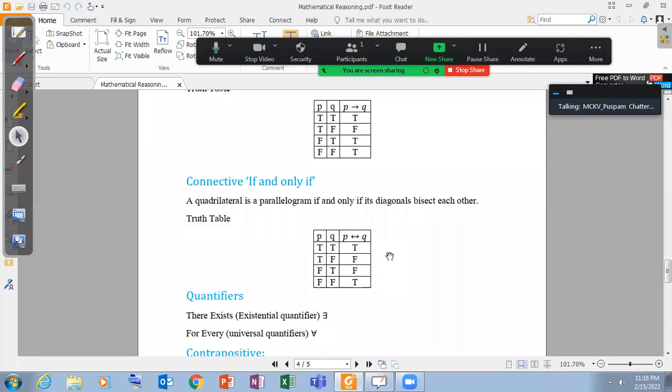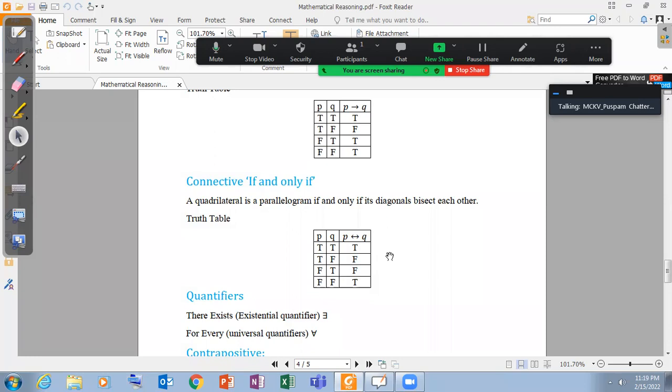Both the sides are false, so it has to be true. Okay, so these are the connectives, if and only if, and all the other connectives. Here, what is the takeaway? You need to understand that you need to remember the truth tables. Okay, so that is what is important here.